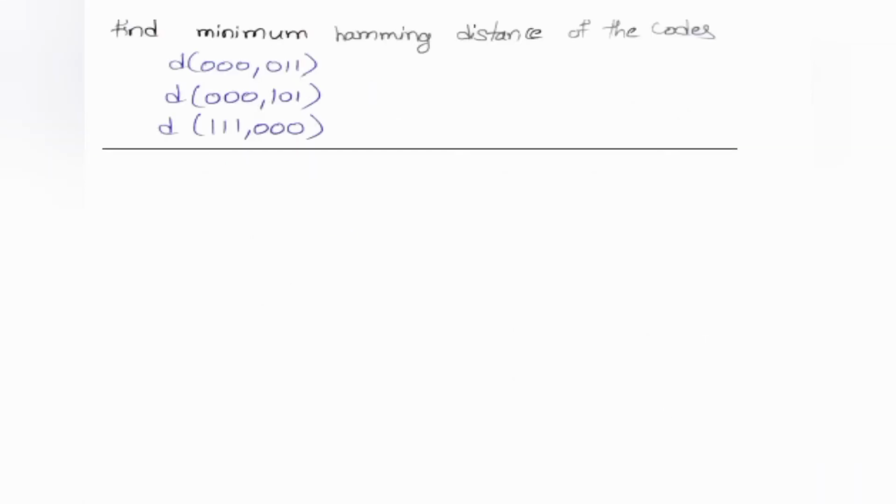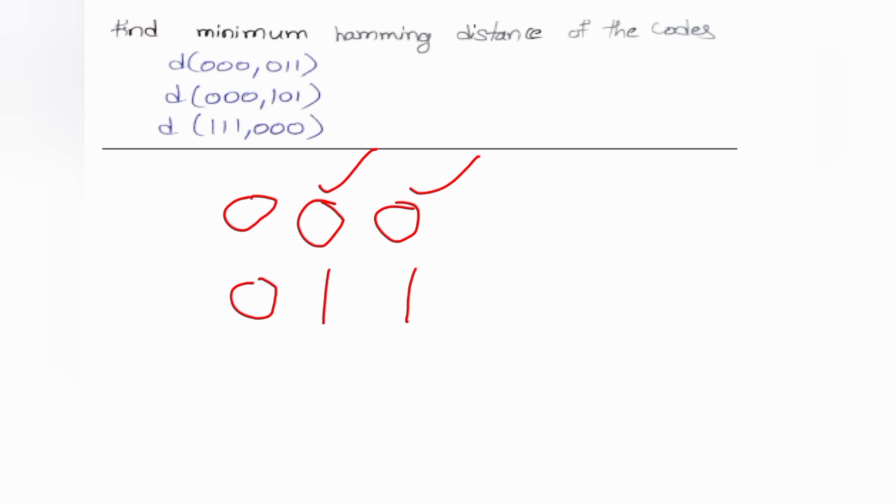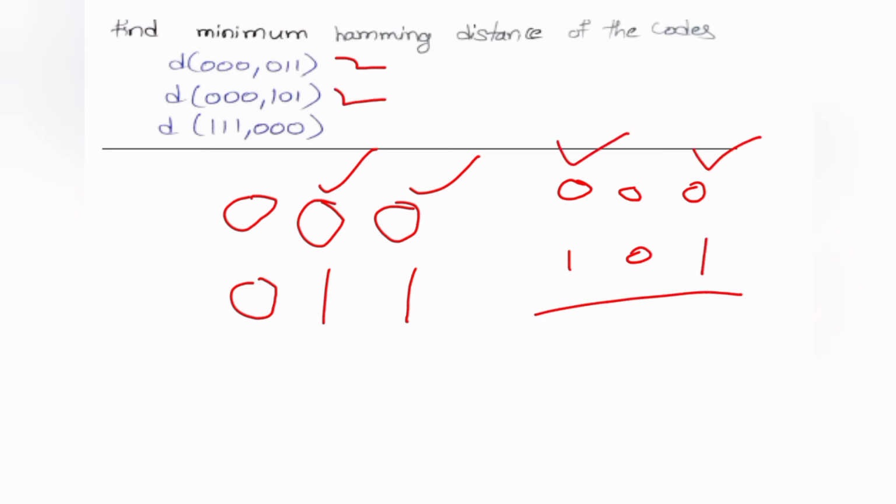Find the minimum Hamming distance of the code D of 000, 011. To find the minimum Hamming distance here, the difference is 000 and 011. Here this bit has a difference and this bit has a difference. So the difference is 2 for the first one, right? For the second one, 000 and 101. Here we have two differences, right? So the minimum Hamming distance is 2.